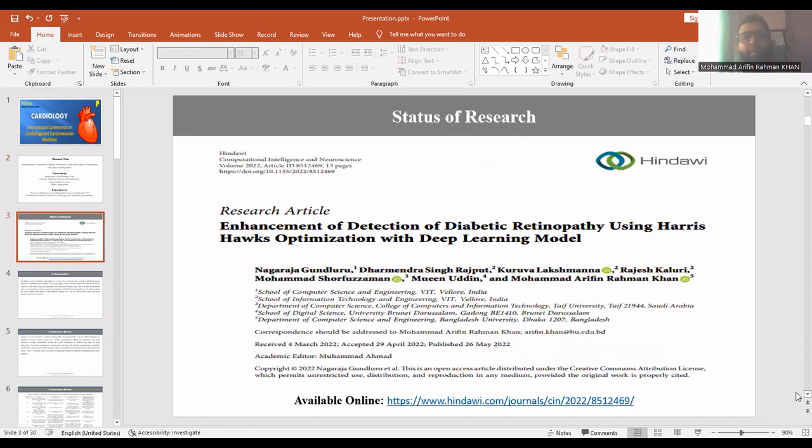Status of this research. Our research has been published by Hindawi, in the journal named Computational Intelligence and Neuroscience, Volume 2022, Article ID 8512469. This research was received on 4th of March 2022, accepted on 29th of April 2022, and published on 26th of May 2022. I am acting as the corresponding author for this research. I have also attached the available online link at the bottom of this slide.